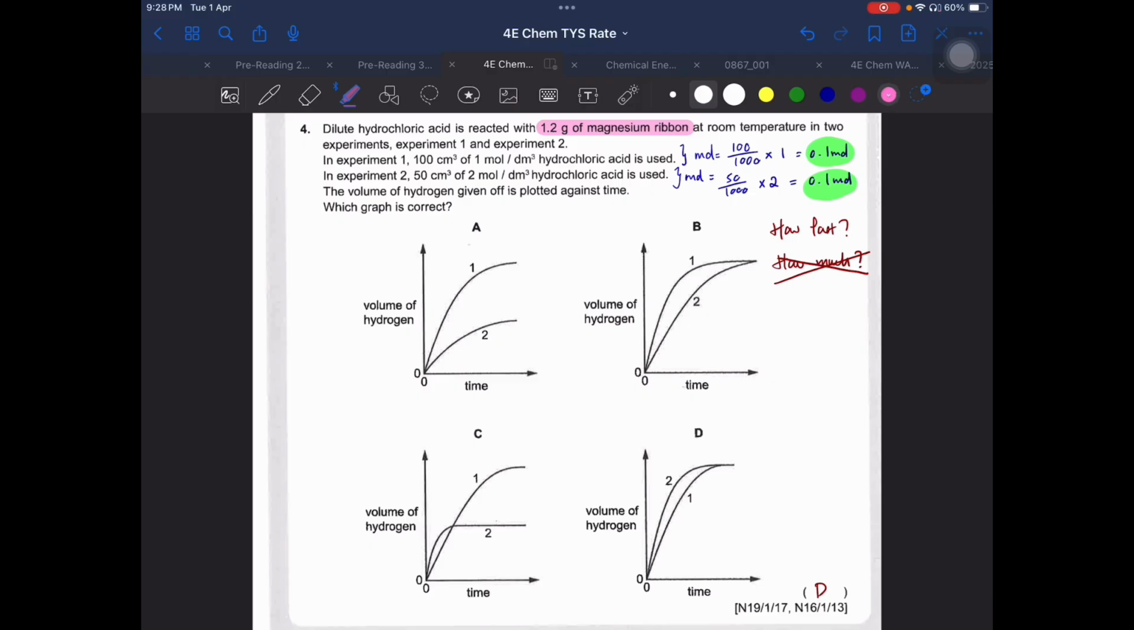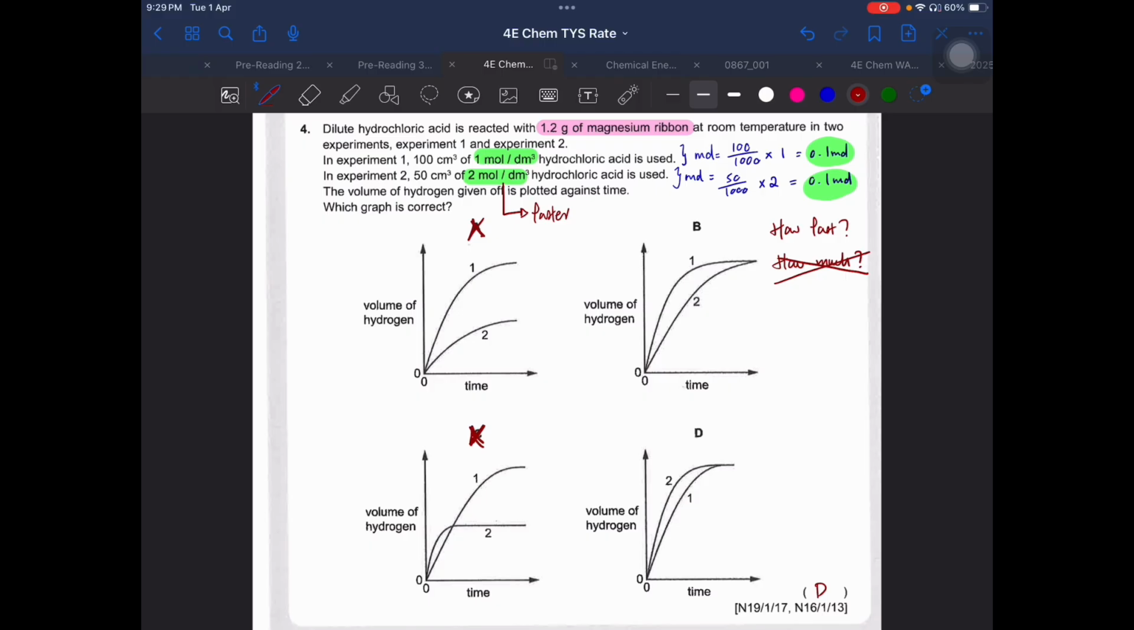So is there a change in concentration? We read through and we realize that, hey, there is a change from 1 mole per dm cube to 2 mole per dm cube. Right, so based on our understanding, when it's 2 mole per dm cube, it must be faster. Why? Because there are now more reactant particles per unit volume, higher frequency of effective collision, faster rate of reaction. Okay, so first and foremost, A is out because it shows that how much is different. C is out because the height is different. So we're looking at B and D.